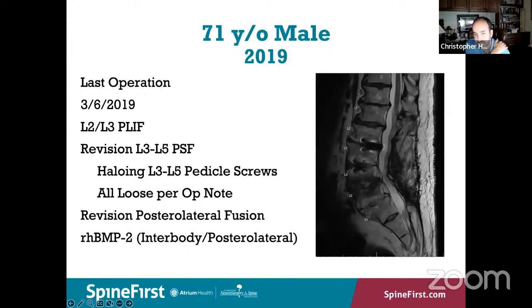So this was the operation we were able to obtain the operative note for. This was done in March of 2019, and the plan was for an L2-3 PLIF and a revision of L3 to L5. The patient was found intra-op to have loose screws at every segment, but only some of these screws were documented to be replaced. Some of the screws were just removed and reinserted, not upsized in length or diameter. And some of the screws that were replaced were just placed in a new trajectory. There was documentation of a revision posterolateral fusion, and there was BMP placed within the L2-3 disc space, as well as posterolaterally as part of that revision.